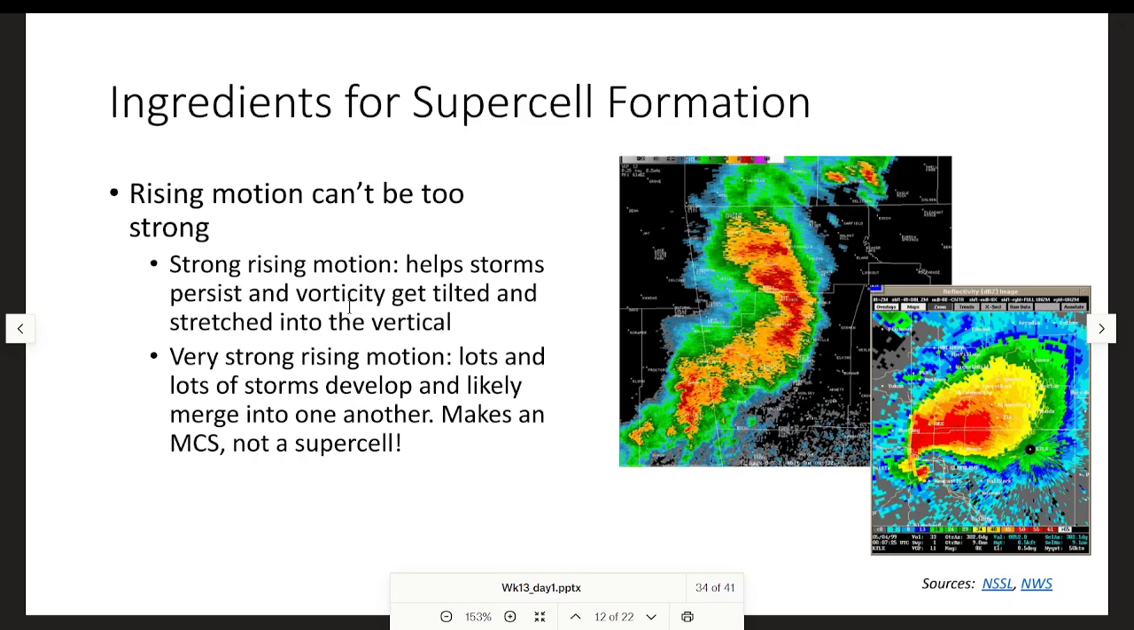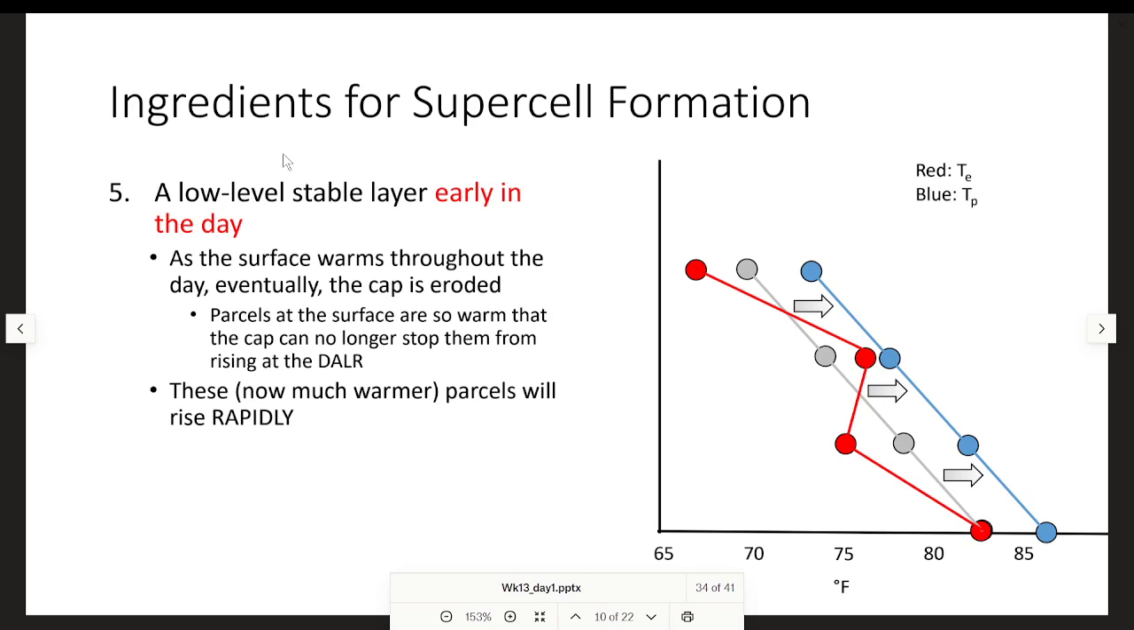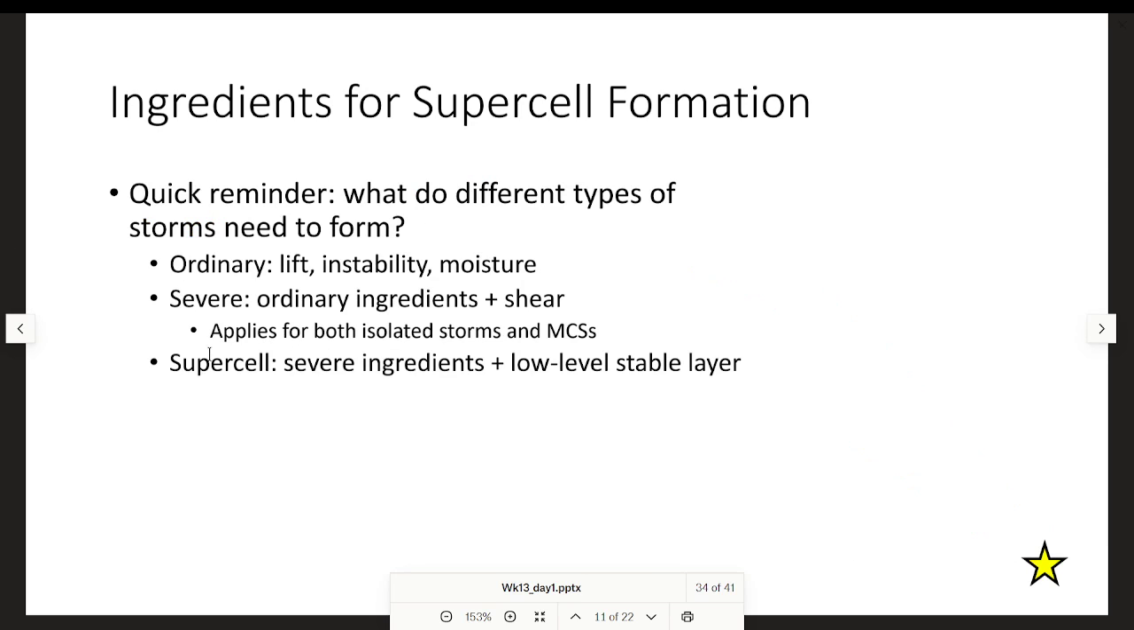Anyway, rising motion can't be too strong. Just if you have a question about this, by the way, like the ingredients for supercell formation, if you get this question on a future quiz, put all 5. Anyway.